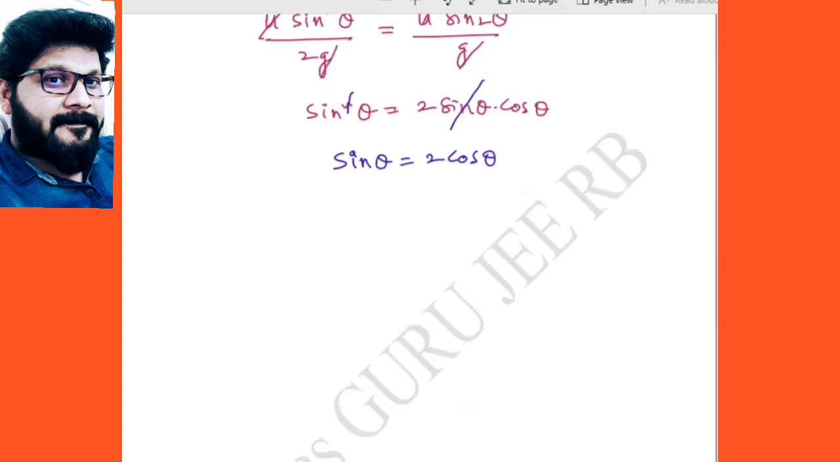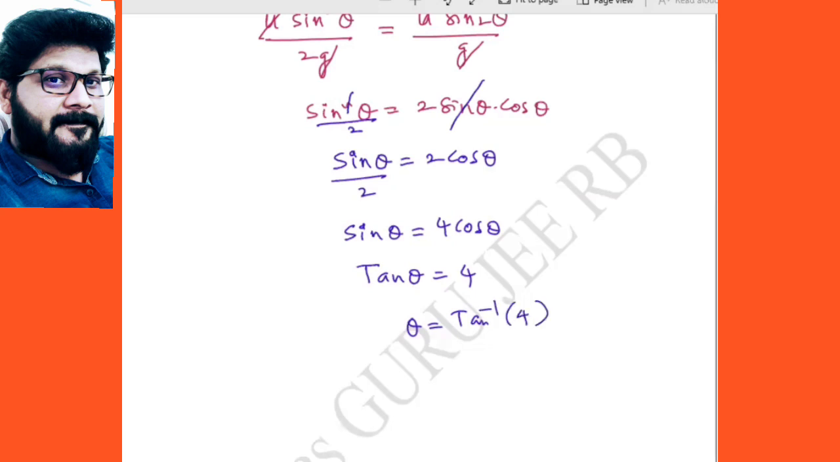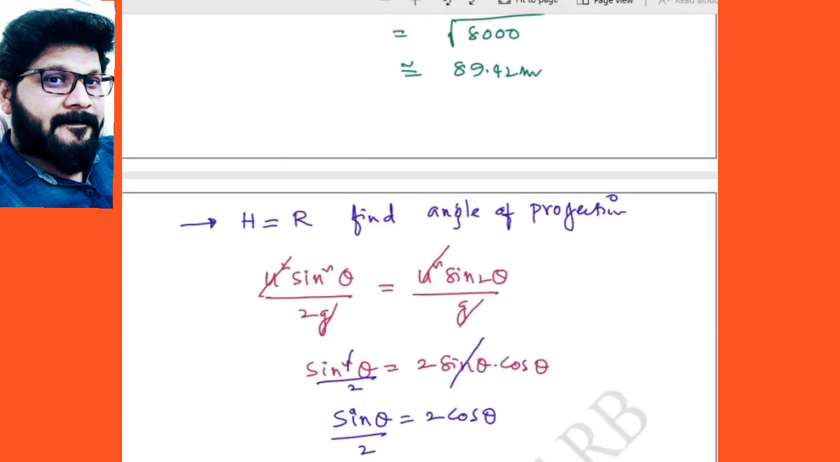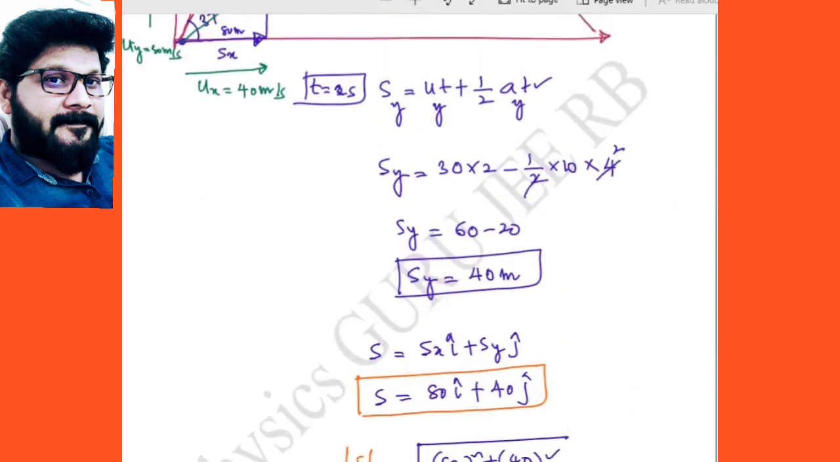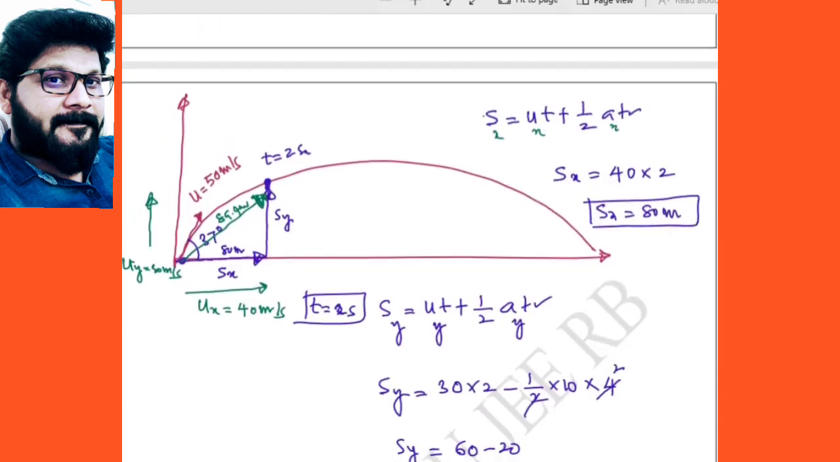So sine theta by cos theta, and there is a by 2 there. So sine theta equals 4 cos theta, or tan theta equals 4, or theta is equal to tan inverse of 4. Hope this is clear to all of you. Fine, understood till this point. Everything is clear.